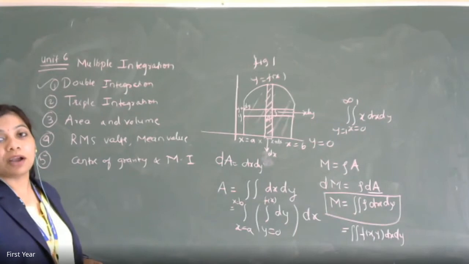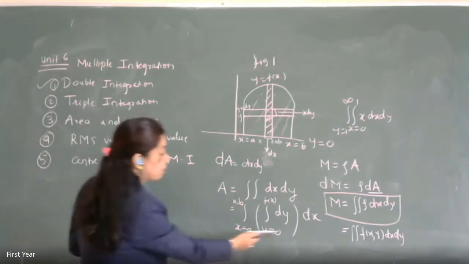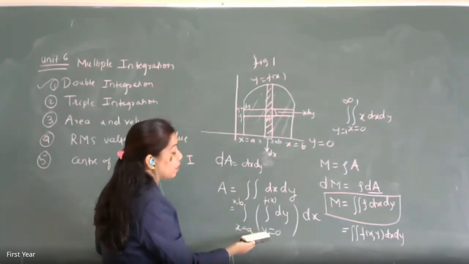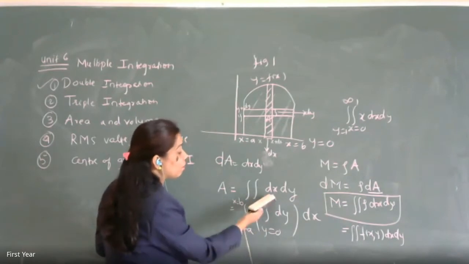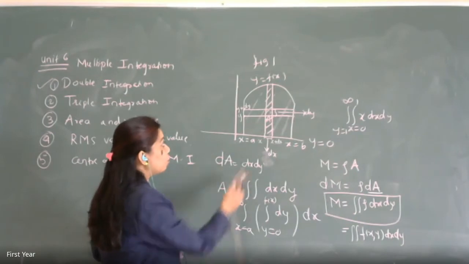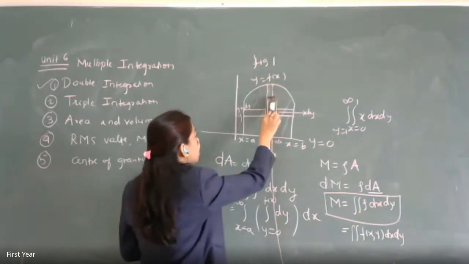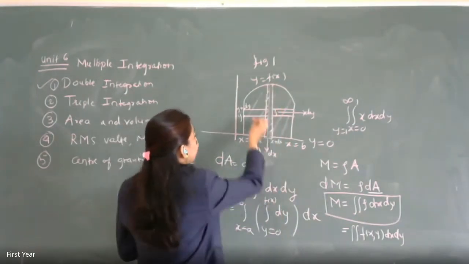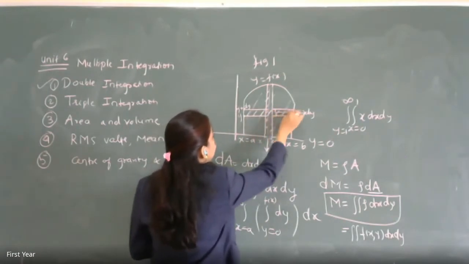So if these limits we have written with the help of vertical strip, whenever we have vertical strip, the inner limits are of y and the outside limits are of x. Now tell me, if I want to consider this horizontal strip, not this vertical strip, what will be the change?